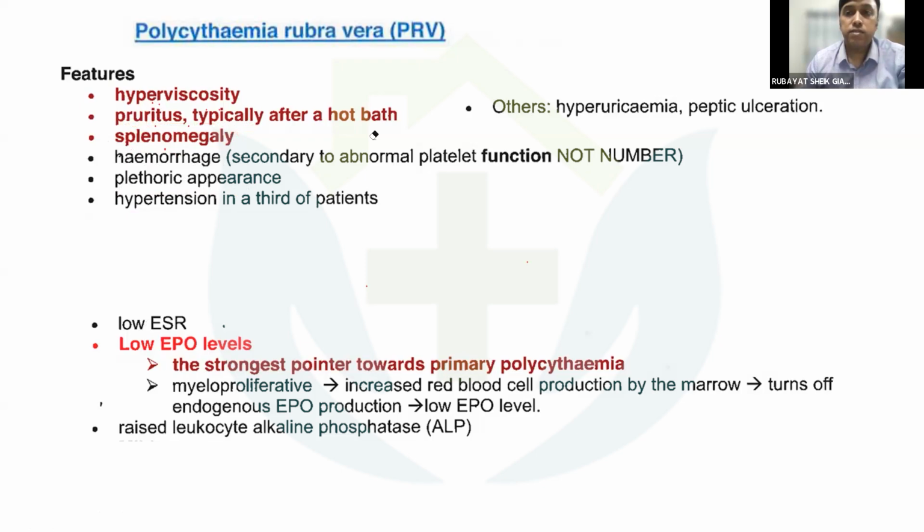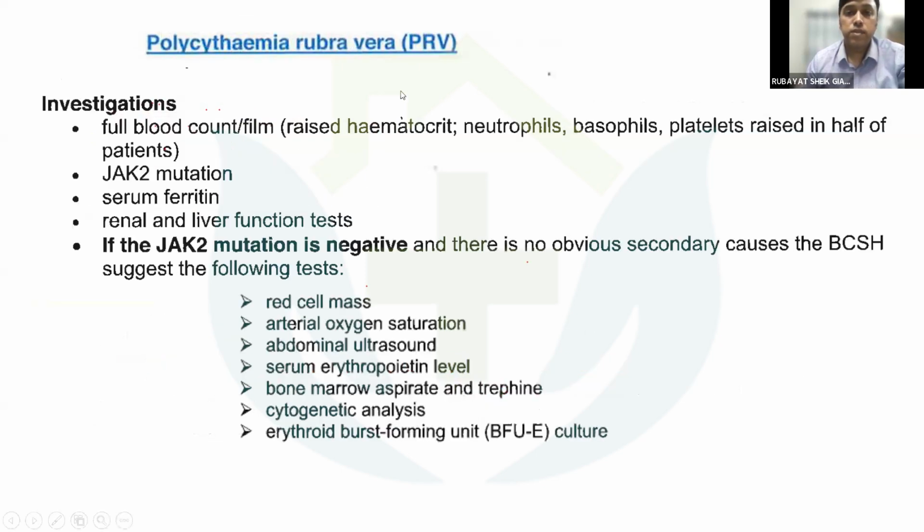How do you investigate polycythemia? You need to look at the raised hematocrit level that will diagnose polycythemia. Very important is JAK2 mutation. This is the diagnosis of primary polycythemia or polycythemia rubra vera. However, not 100% JAK2 mutation is found. It may be negative. In that case, the diagnostic criteria is a bit different, but that is very complicated and you don't need to know the details of that. Just remember that JAK2 mutation is needed to diagnose polycythemia rubra vera.